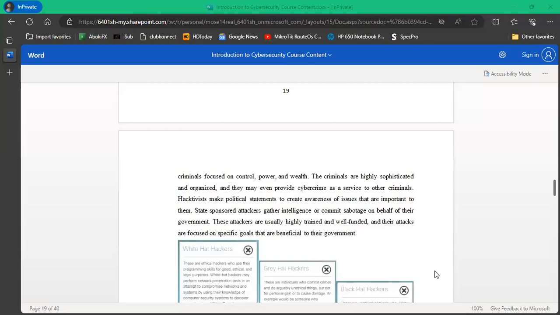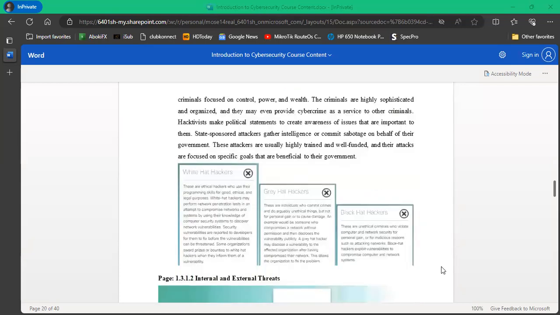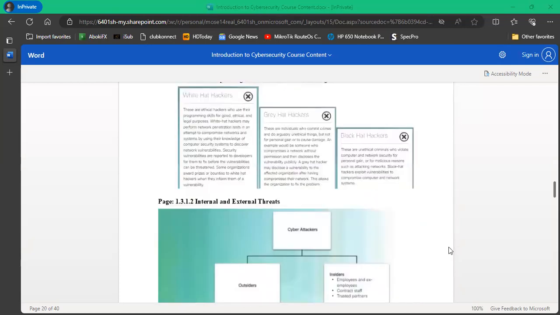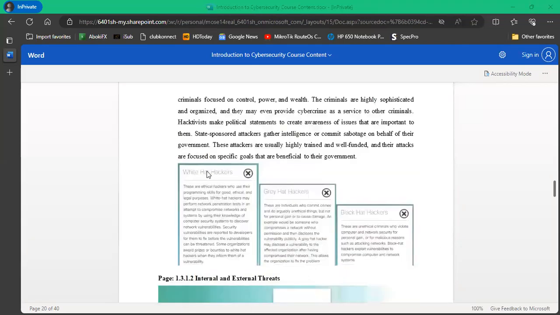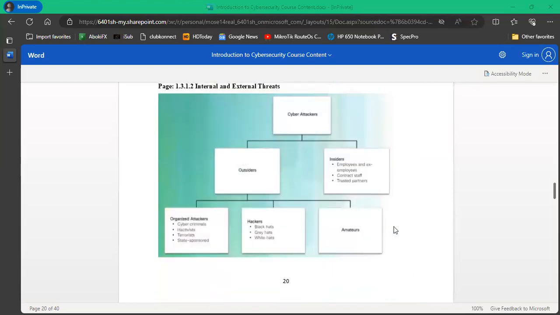Activists make political statements and create awareness of issues that are important, while state-sponsored attackers gather intelligence or commit sabotage on behalf of their government. For example, Russia and America do that well. I don't know about our own country. So yeah, that is the explanation of white hat hackers, gray hat hackers, and black hat hackers.